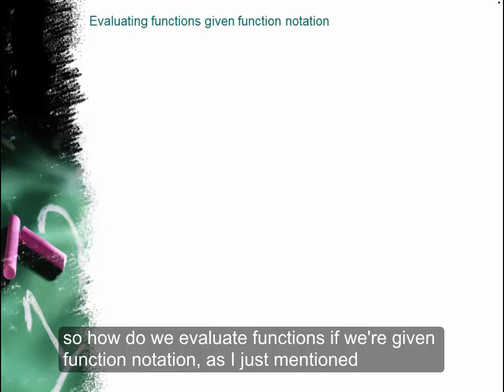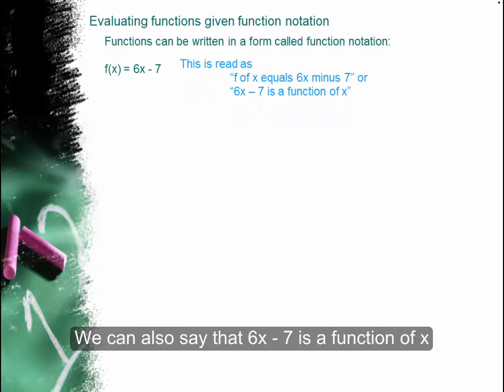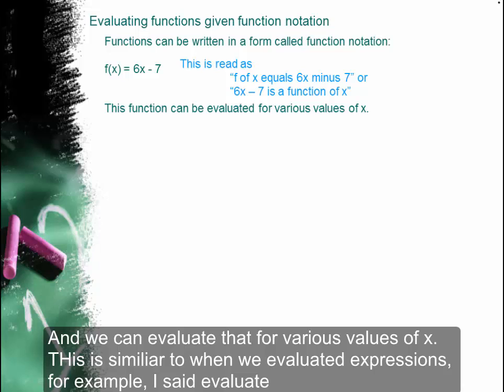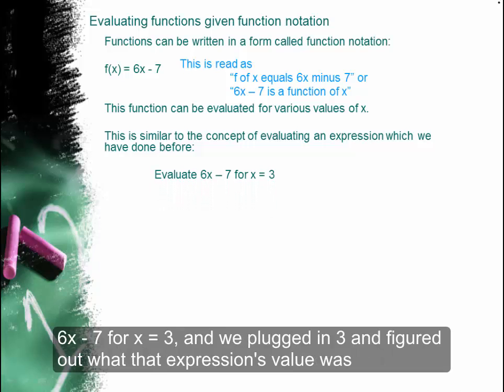So how do we evaluate functions if we're given function notation? As I just mentioned, we can write functions in a form called function notation. So f of x is equal to 6x minus 7. We can also say that 6x minus 7 is a function of x. And we can evaluate that for various values of x. And this is similar to when we evaluated expressions. For example, I said evaluate 6x minus 7 for x equals 3, and we plugged in 3 and figured out what that expression's value was.